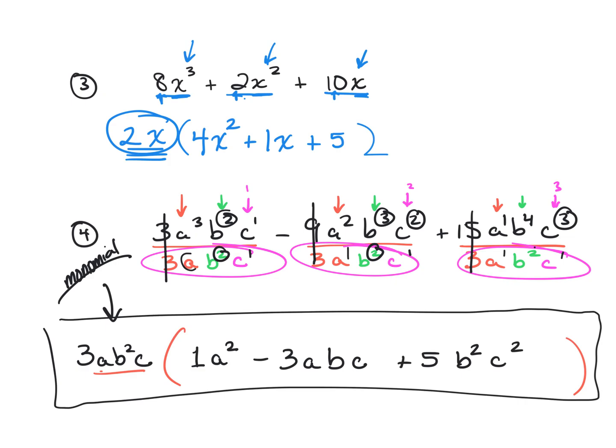All right, so I hope that helps, but that's the hardest example I got for you for this one. So that is factoring by GCF. Let me know what you think and if you need anything else.